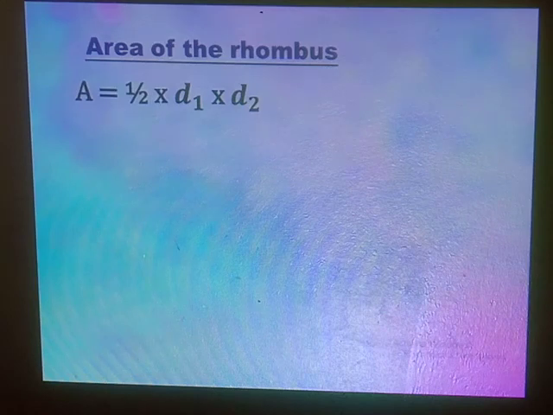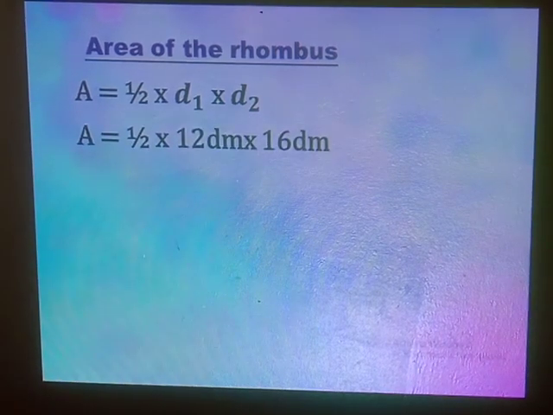The formula is area is equal to half times diagonal 1 times diagonal 2. We substitute, which gives us a half times diagonal 1 is 12 decimeters times diagonal 2, which is 16 decimeters. From there we can cancel by 2 because we have even numbers. So 2 divided by 2, we shall get 1. Then if we cancel 12 by 2, we shall get 6. Multiplying 6 times 16, that will be that option.